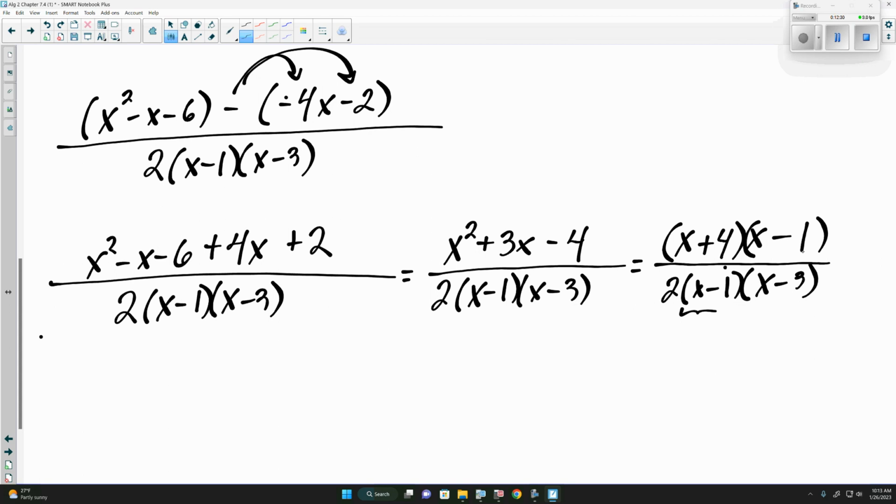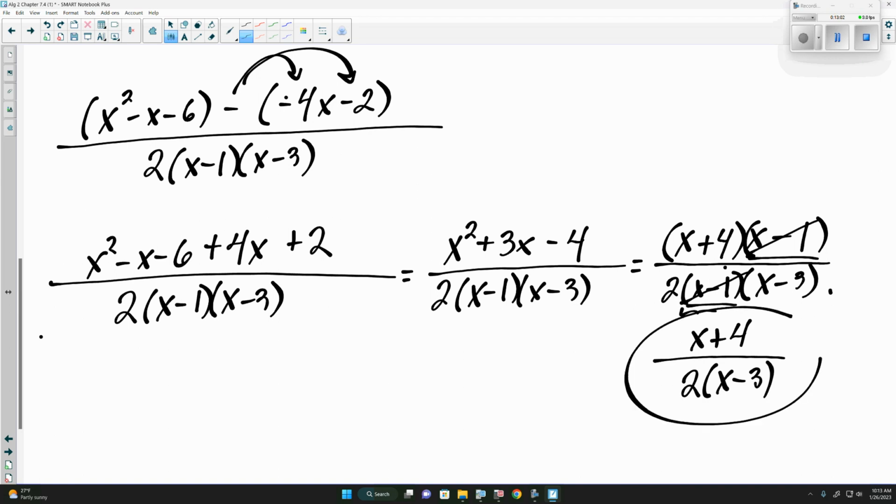Because what do we have on top and bottom now? It's the same on top and bottom, yes? So that's kind of how we wanted it to factor, because if something's going to reduce, we need something in common on top and bottom. We kind of knew it's probably not going to be x minus 3, because 3 is not a factor of 4. So most likely we would need an x minus 1, which will cancel, leaving us with x plus 4 over 2 times x minus 3.